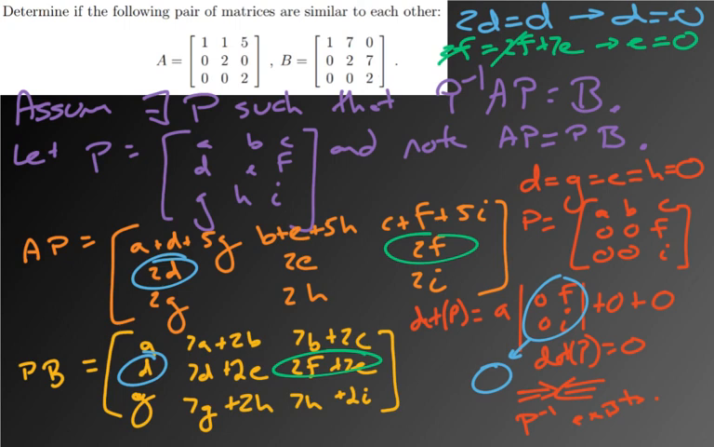That's a classic way to show two matrices are not similar. You basically assume they are, then go through a computation and hopefully arrive at an argument as to why they aren't. Okay, so I think that's a cool problem to see.